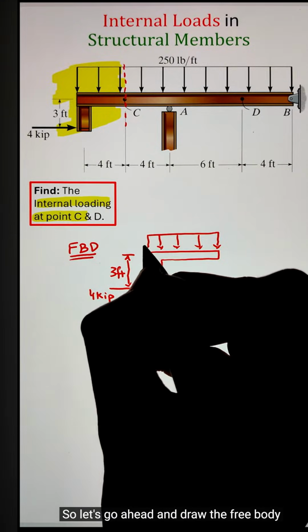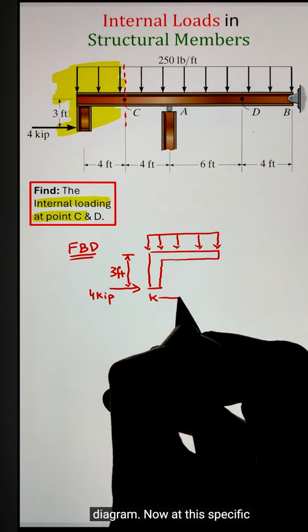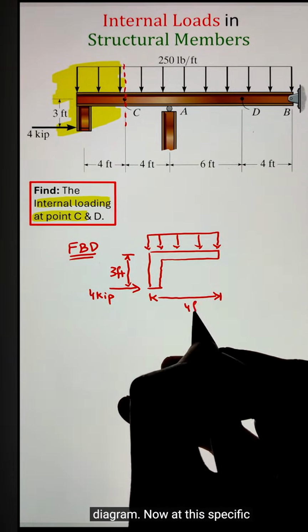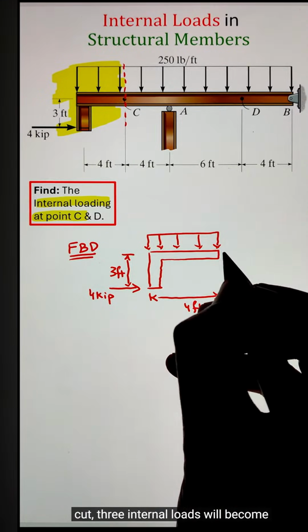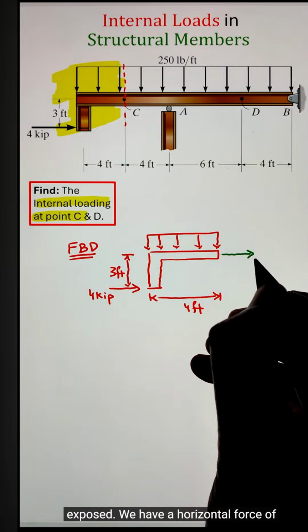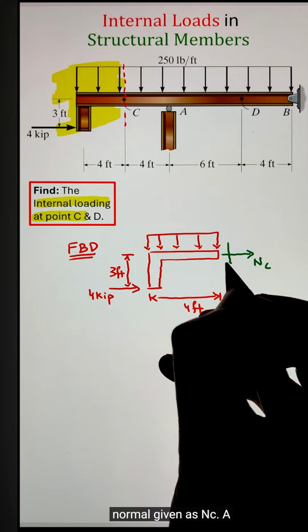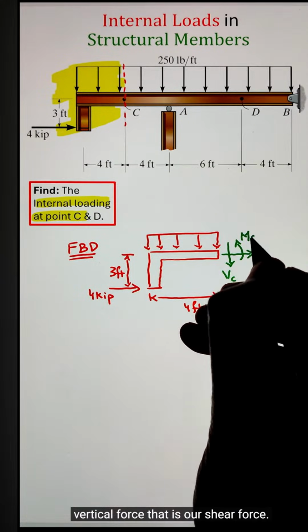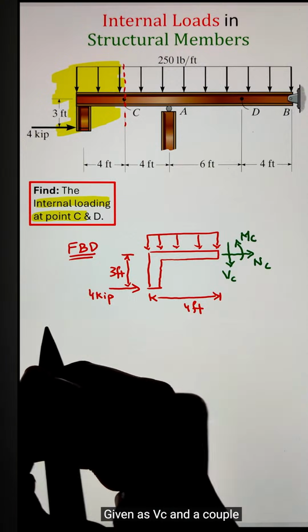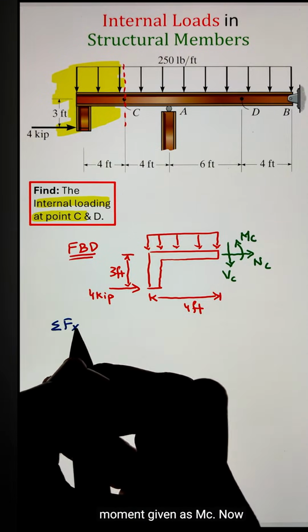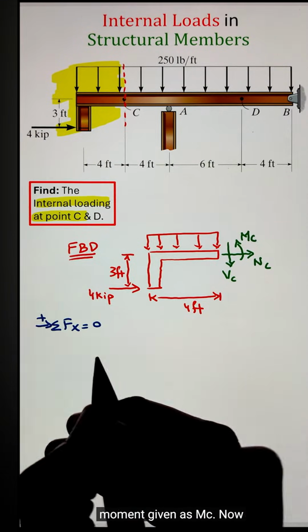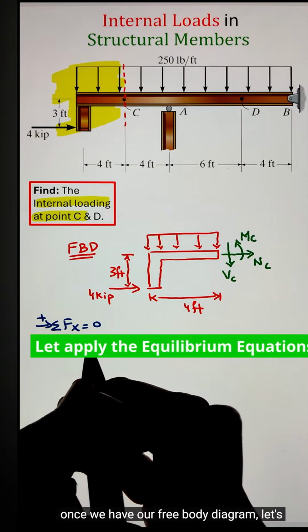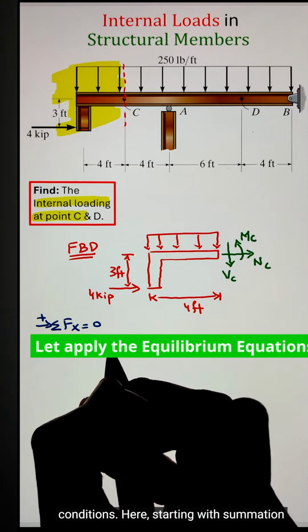So let's go ahead and draw the free body diagram. Now at the specific cut, 3 internal loads will become exposed. We have a horizontal force of normal given as NC, a vertical force that is our shear force given as VC, and a couple moment given as MC. Now once we have our free body diagram, let's go ahead and apply the equilibrium conditions.